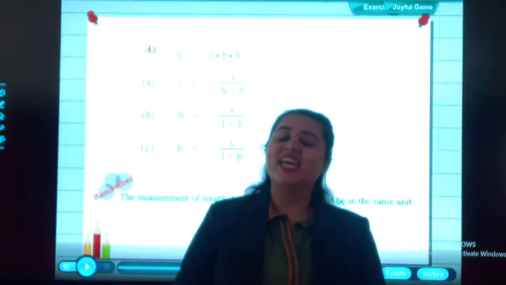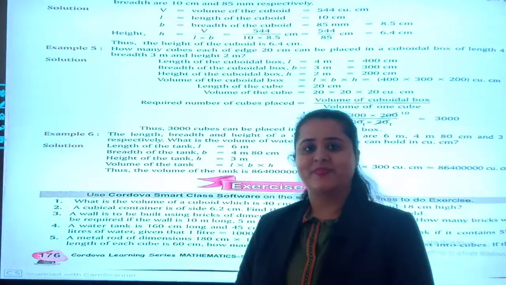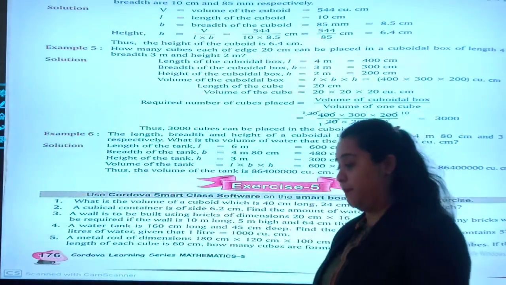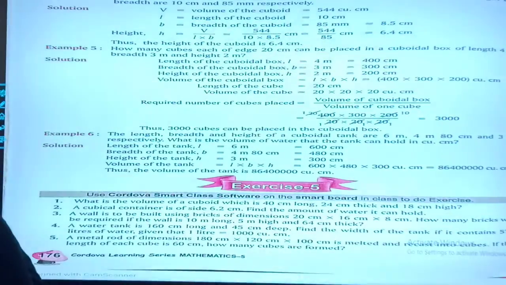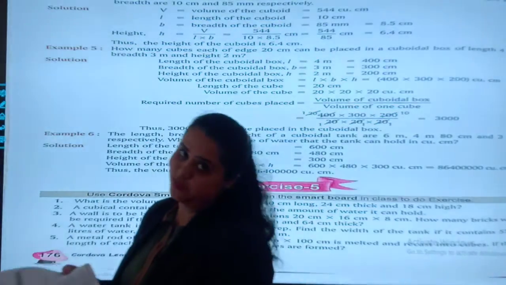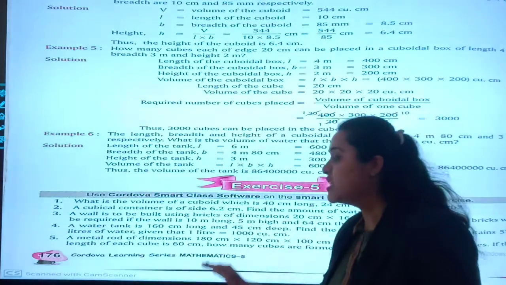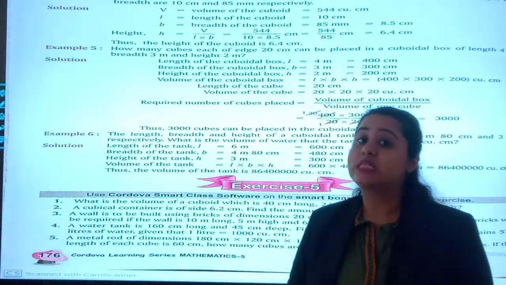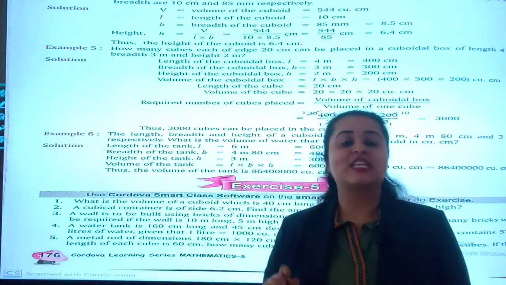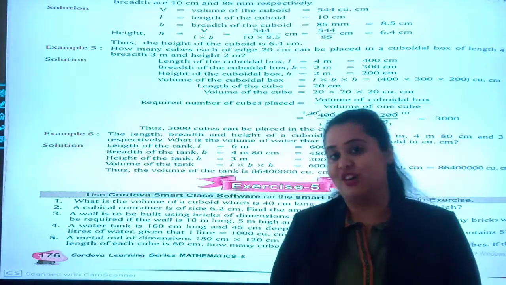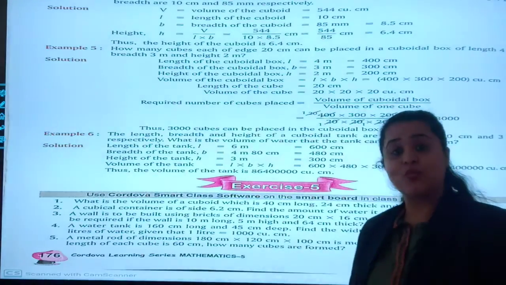Let's move to exercise. So students, this is your exercise number 5 on page number 176 of your textbook. So now students, you will find out of these 5 sums, which sums are related to cuboid, and you will be solving those sums as a part of your worksheet. Let's see the first one.